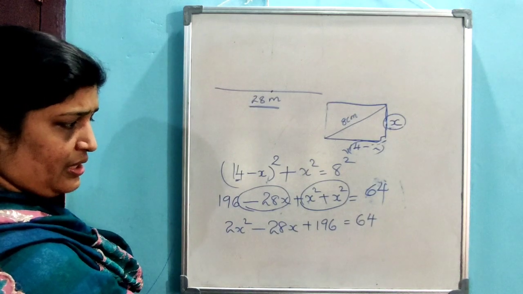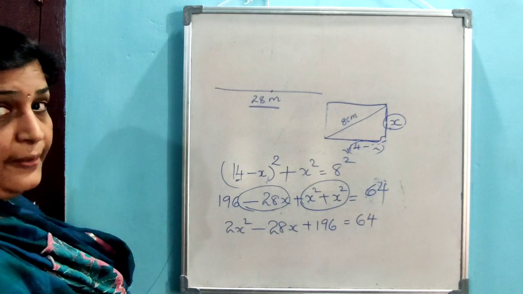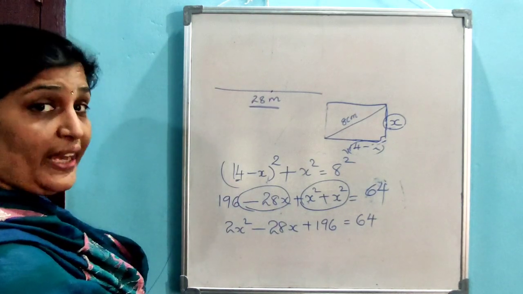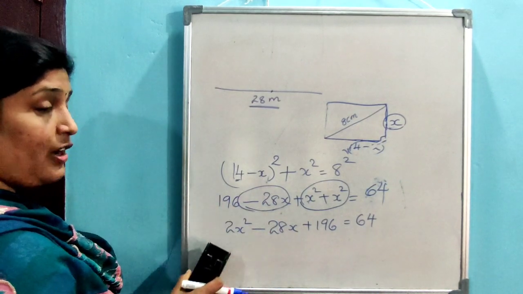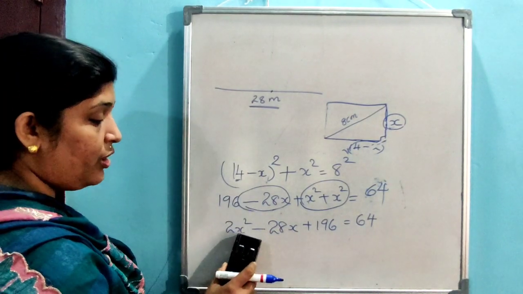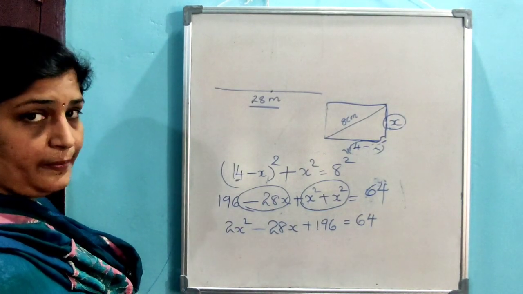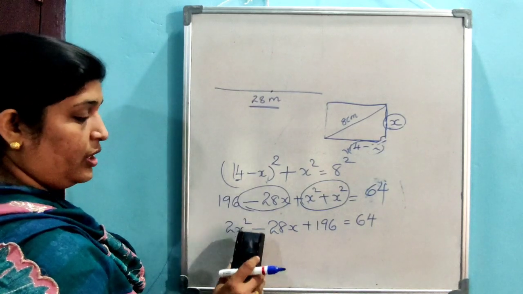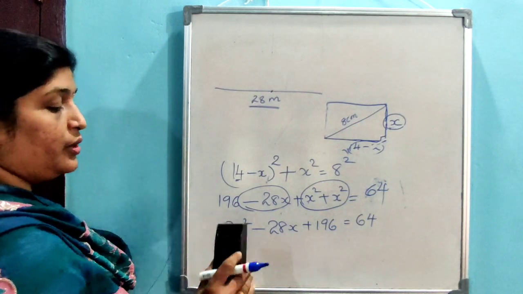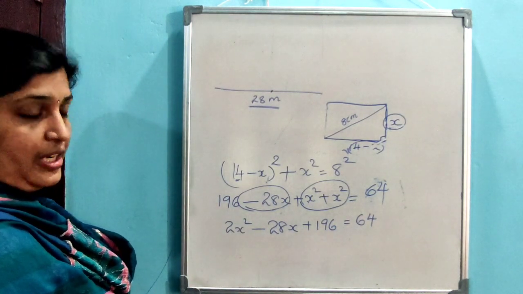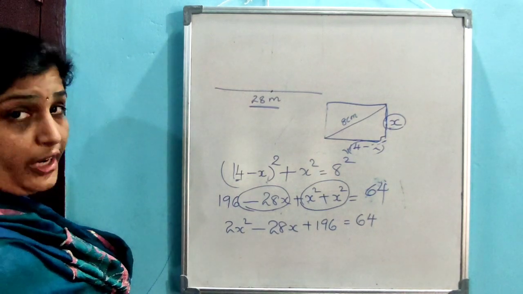Then how do we solve this? Is this a perfect square? We don't know. Then how do we make it a perfect square? For that we need the square completion method. But here the coefficient of x square is not 1. Only if the coefficient of x square is 1 can we use the square completion method. Then how do we make the coefficient of x square as 1?